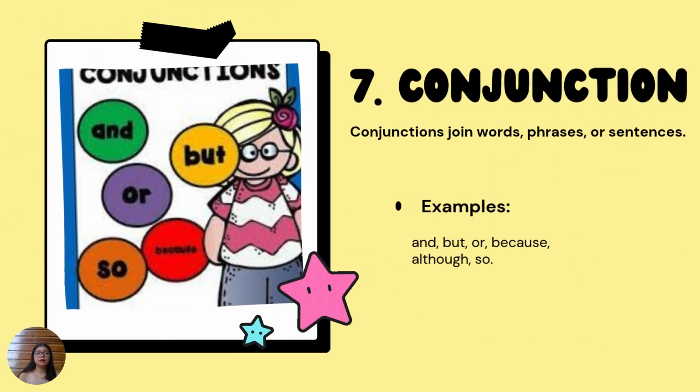Next, number seven is a conjunction. What is a conjunction? A conjunction joins words, phrases, or sentences. For example, conjunctions are and, but, or, because, so, etc.